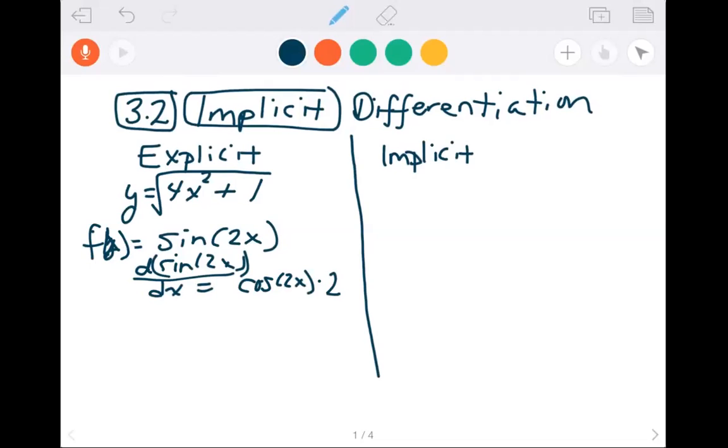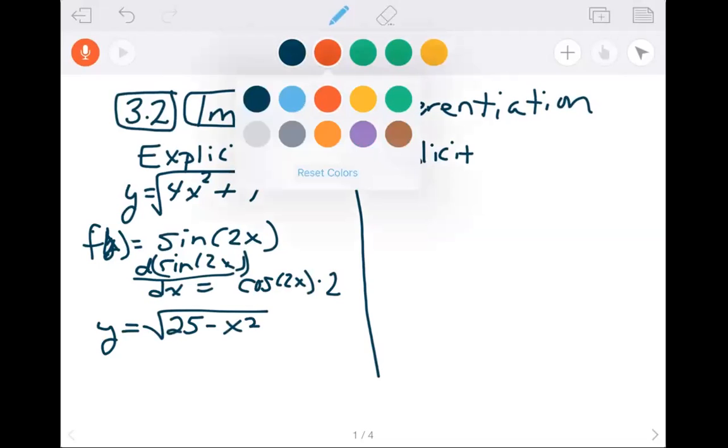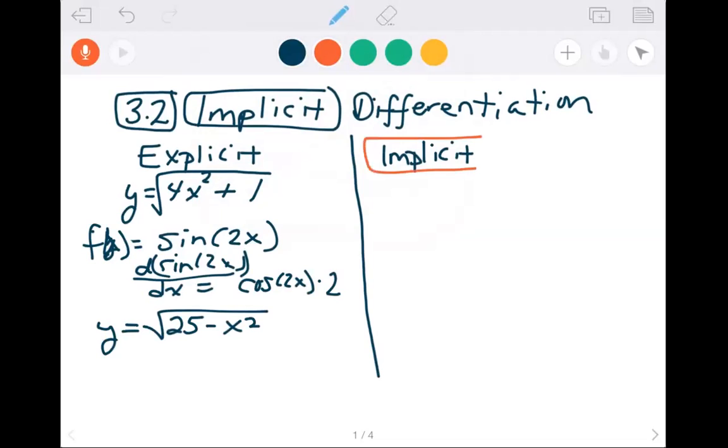Now, another one would be y equals, let's say, the square root of 25 minus x squared. Again, that is explicitly y as a function of x. Now let's go over and talk about what the implicit functions look like. Implicit functions would maybe look like y equals the square root of 4xy squared plus 1. Notice I'm mixing the x's with the y's.